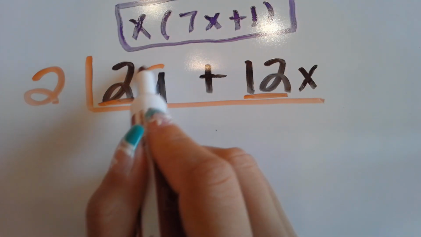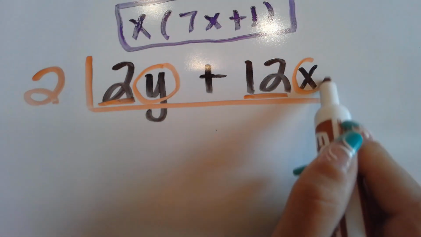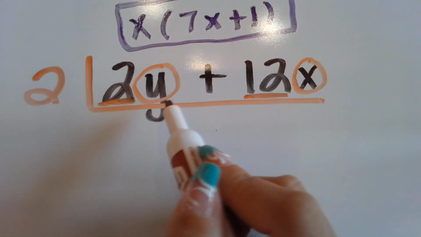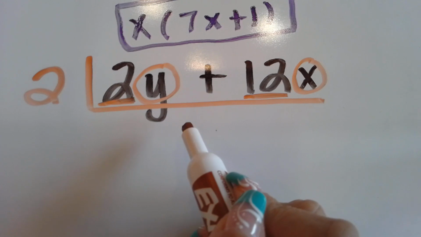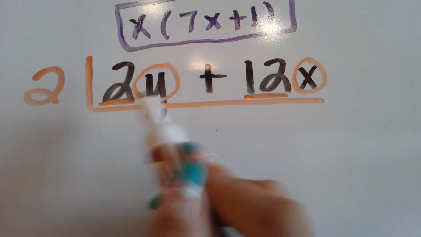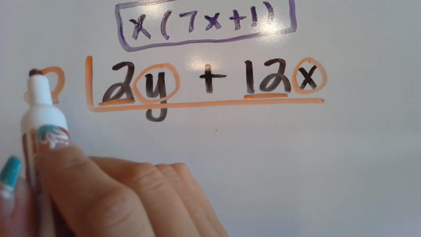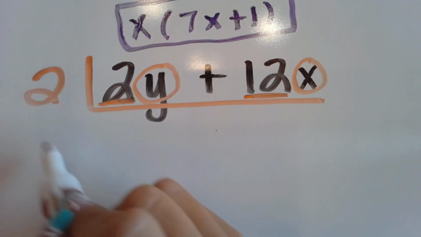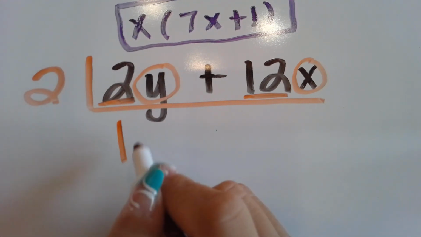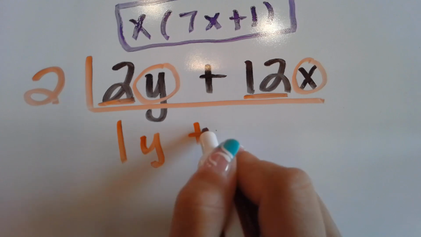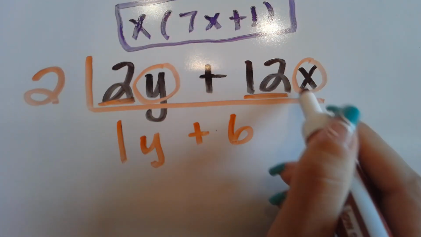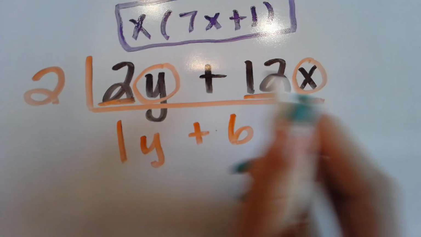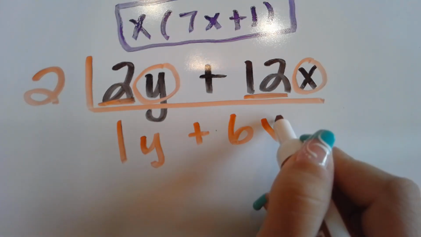Now, this one has a y and this one has an x, okay? They're not the same. We can't pull that out because each term doesn't share them. So let's just leave it at 2. So 2 divided by 2 is 1. We didn't do anything to our y, so we're going to leave our y. Plus 12 divided by 2 is 6. And we didn't do anything to our x because they're not the same. So we're going to leave our x here.